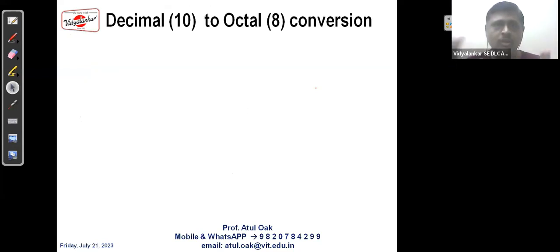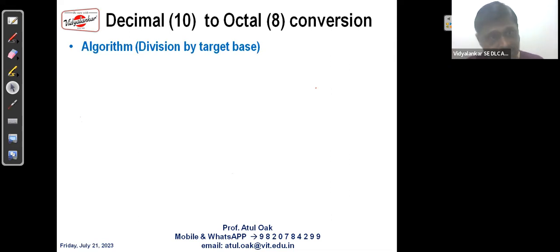Okay, let's talk decimal to octal. This process is exactly similar to decimal to binary. What we did for converting decimal to binary, my approach was division by target base. That is the algorithm. Algorithm remains the same. Data changes, algorithm remains the same. Okay, so my algorithm is division by target base. Same algorithm, same text. Observe it.